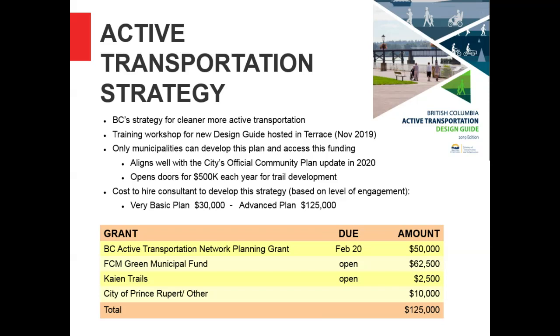You can see the grants table up here. If a plan comes in under $100,000, it would be 100% covered by the first two grants there. If you wanted to get the creme de la creme of strategies, it would be $125,000. So with Cane Trails throwing in a little bit, the city would have to dig up another $10,000. So really good bang for the buck if you wanted to go to that highest extent.